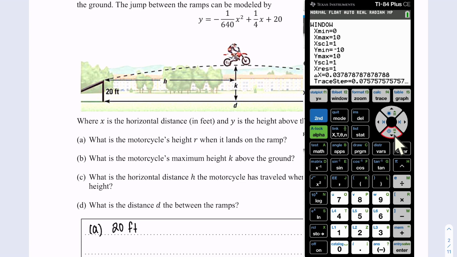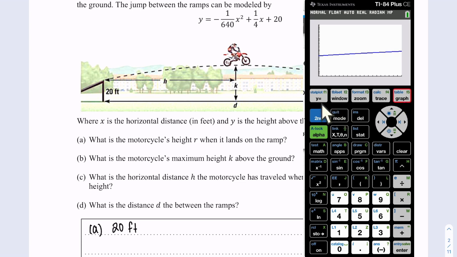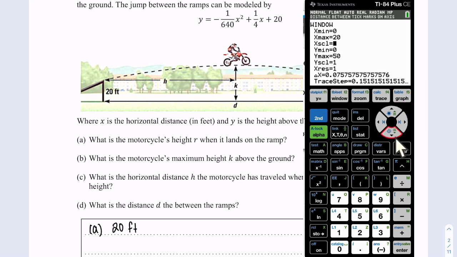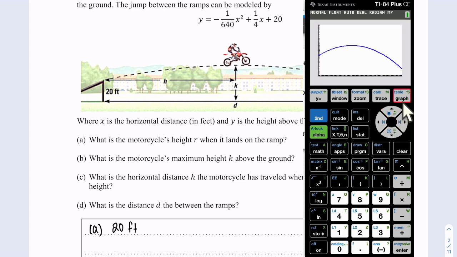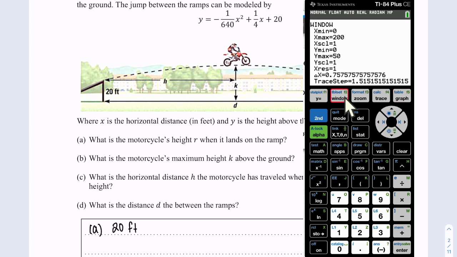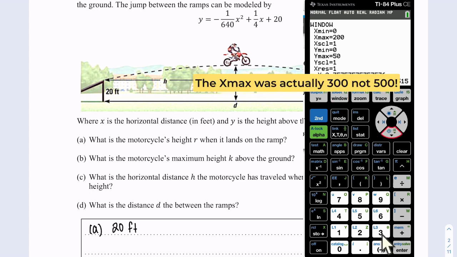Here I am fiddling around with a calculator and looking for the correct window so that I can view the whole graph. There's a little bit of tinkering here. I know that the y-intercept is going to be 20. I know that the parabola opens down. So I know that the maximum has to occur somewhere above 20 feet. So I'm setting my y maximum to be 50. And then here we can see that I finally hit a sweet spot when I make the x maximum 500.